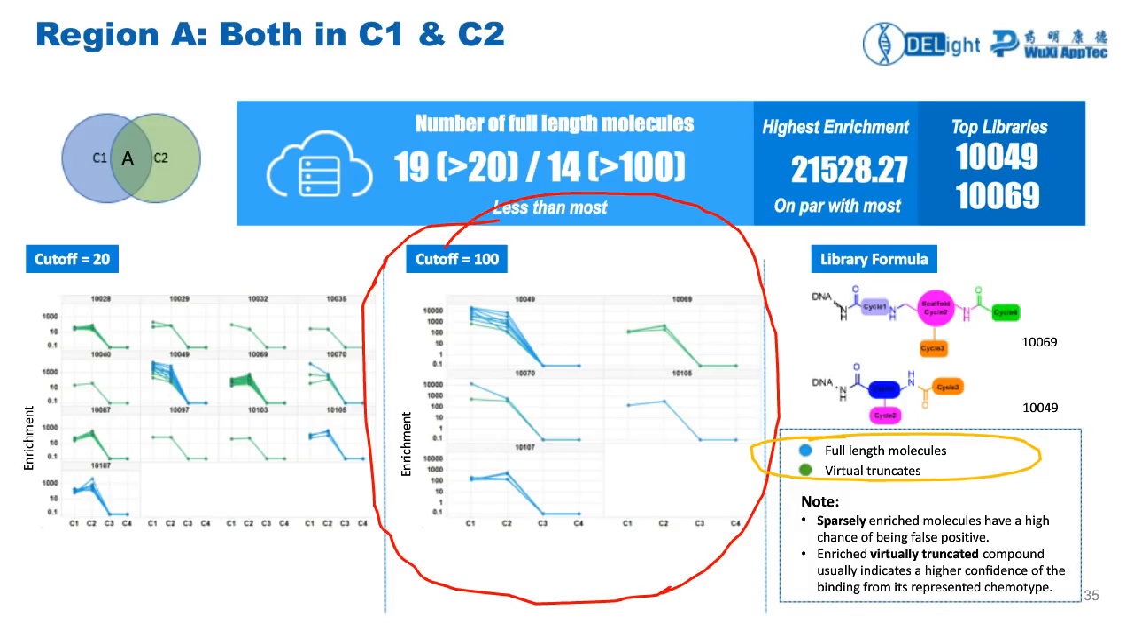Now we have about 20 different structures enriched in 5 different DELs, where the enrichment occurs in conditions 1 and 2, but then we can see that the enrichment does not occur in conditions 3 and 4. I would point out that the lines that are shown in green are the truncated structures that enrich.